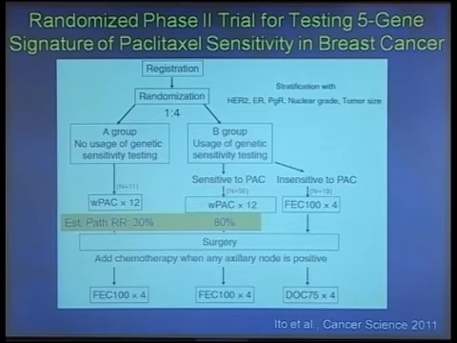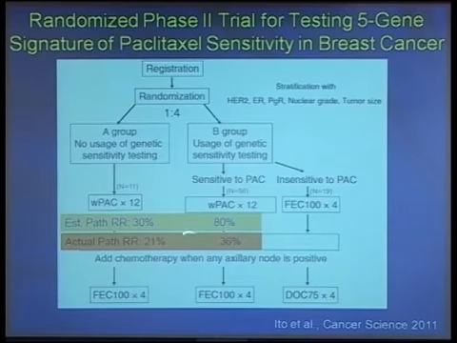Before the trial started, the prior data, based on the previous publication on this 5-gene signature, said that if you use the standard therapy, the estimated pathologic response rate is 30%. But if the patient is sensitive to paclitaxel, it's 80%. And they did a trial.